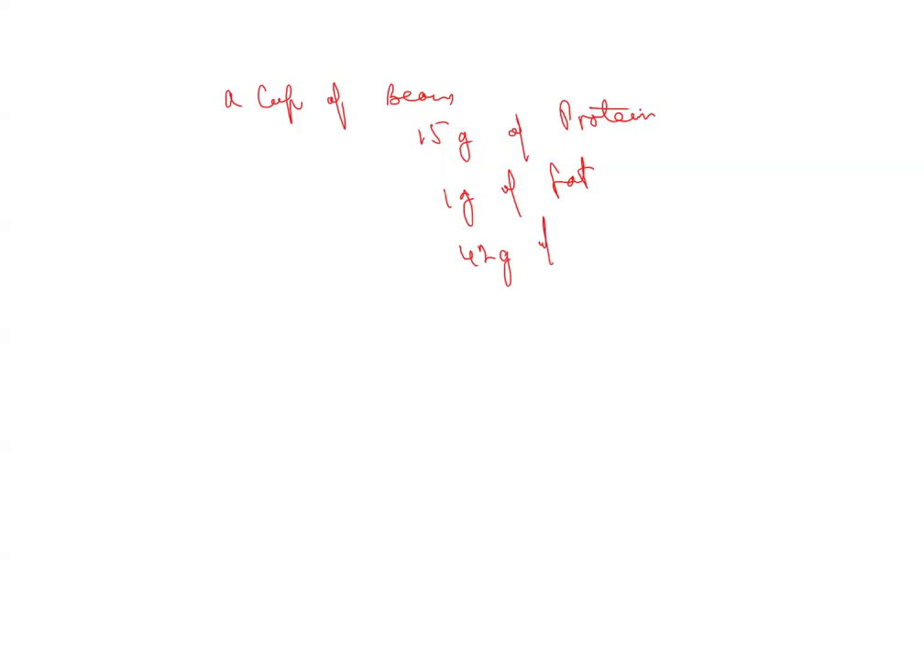They're asking about 1 cup of kidney beans. It has 15 grams of protein, 1 gram of fat, and 42 grams of carbohydrates. Okay, so they have given the calorie values separately. So energy is measured in calories in the US customary, but joules in the SI units, but here they have given calories.